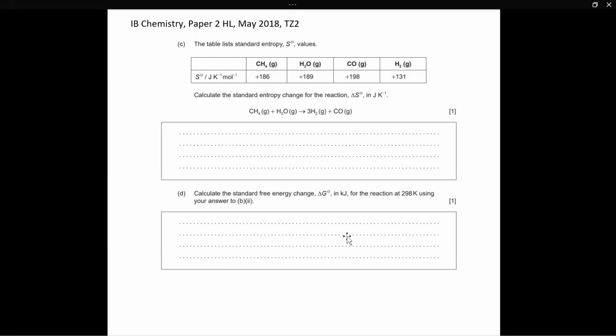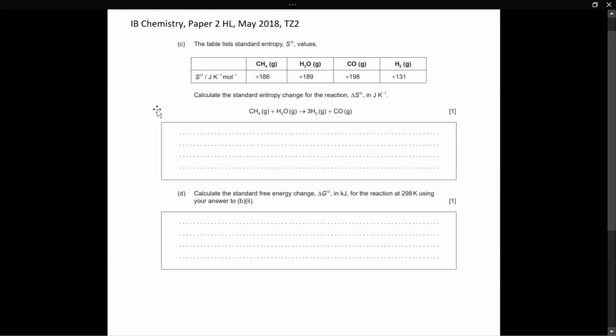I covered how to calculate enthalpy change using bond enthalpies, how to calculate enthalpy change using enthalpies of formation, how to calculate entropy, which was a previous video, and now I'm going to tackle how to calculate Gibbs free energy using enthalpy change and entropy and temperature. So there's a formula for this.